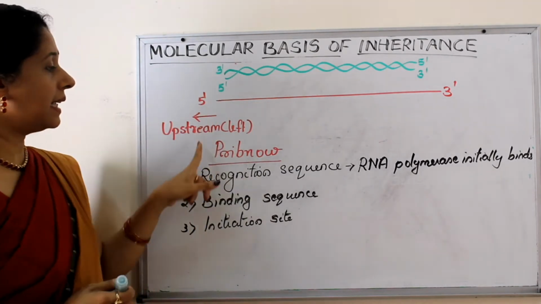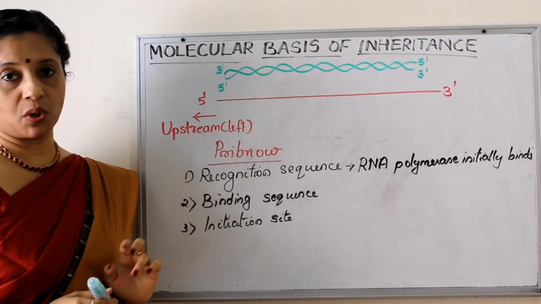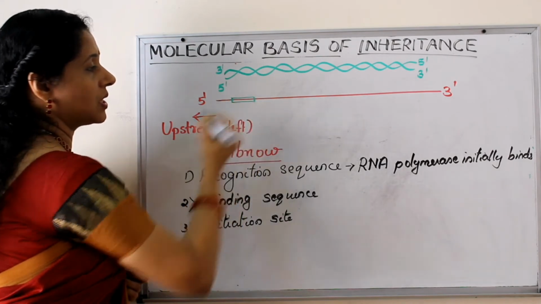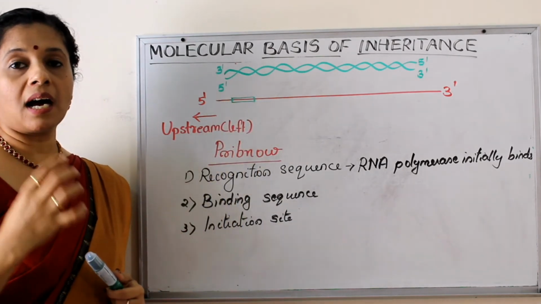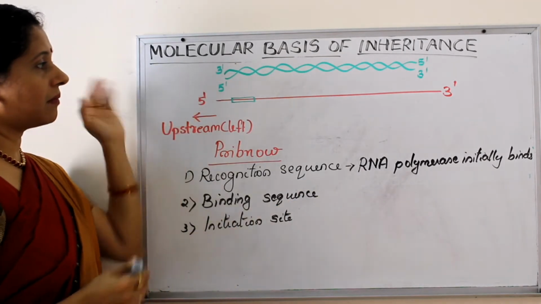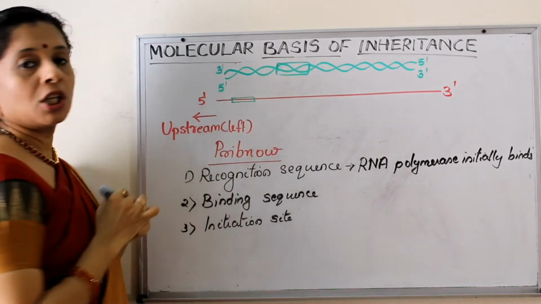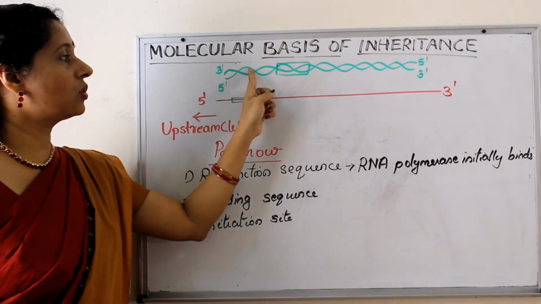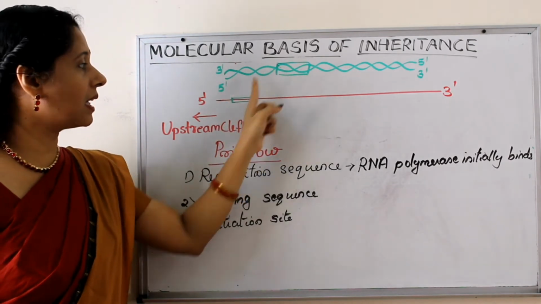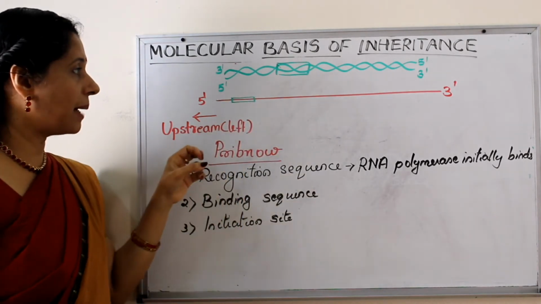A scientist called Pribnow suggested that there are 3 regions in the promoter site. First, there is a recognition sequence, where the RNA polymerase will first bind. Actually, it is coming from one end. Suppose this gene that we have drawn is here. RNA polymerase is moving along the DNA so fast, checking, and finally when it comes here, it will bind there.